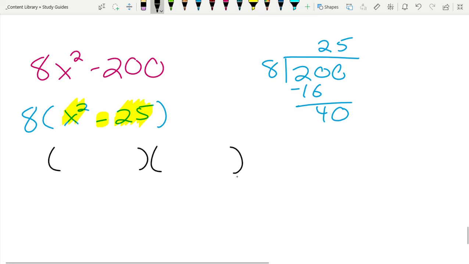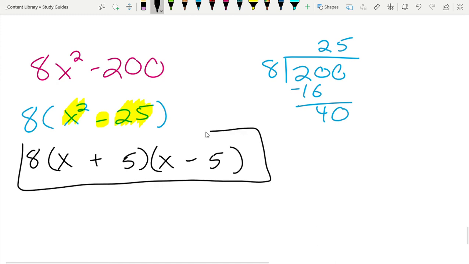It's called difference of squares because you actually take the square roots. So the square root of x squared is x. The square root of 25 is 5. When you multiply, you have to get a negative. So that's why one's a positive and one's a negative. And don't forget to bring down the 8 from your original GCF.